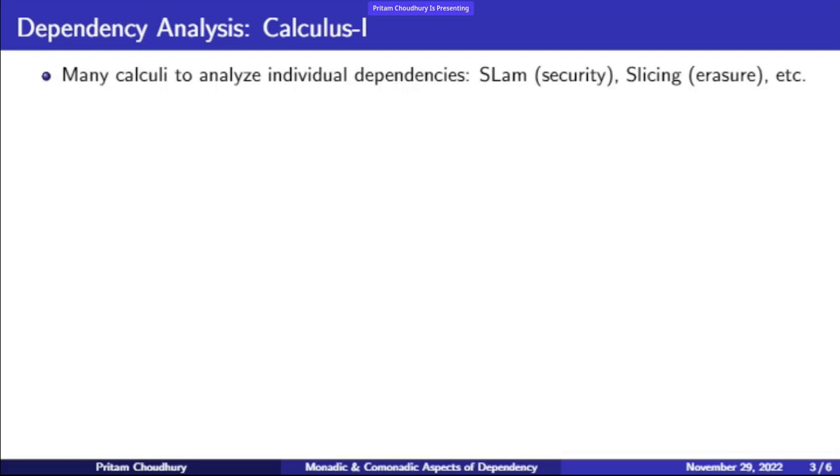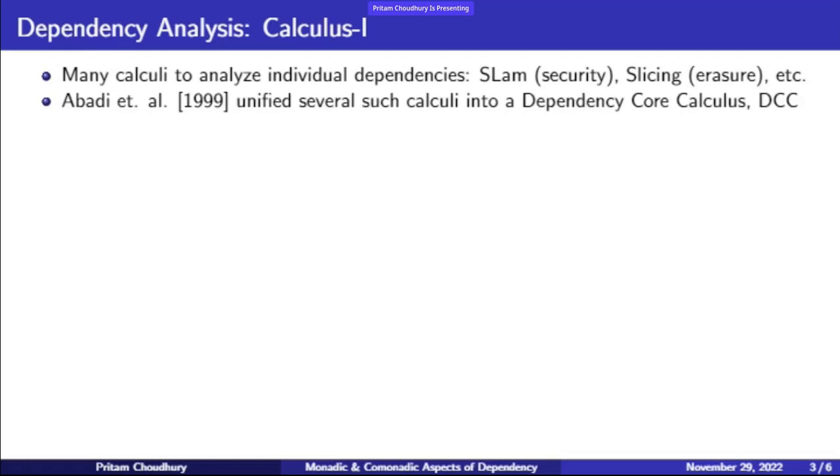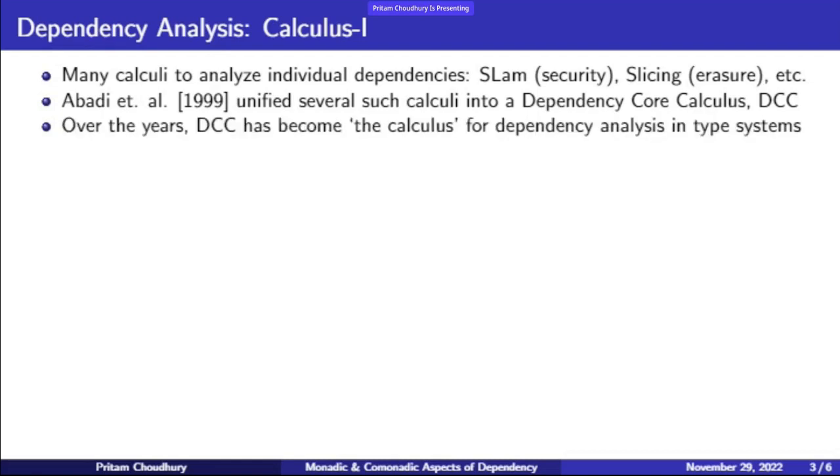There are many calculi to analyze individual dependencies. We have the SLAM calculus for security. We have slicing calculi for erasure. We have many others, the Smith-Volpano calculus, the Fanning-Davies calculus, and a lot of them. In the year 1999, Abadi and colleagues unified some of these dependency calculi into a dependency core calculus called DCC. Over the years, DCC has become the calculus for dependency analysis in type systems.